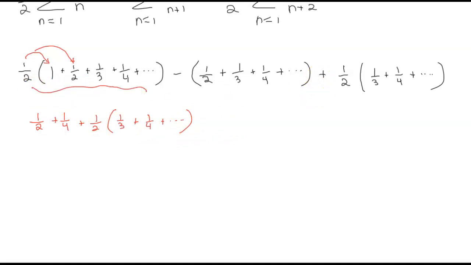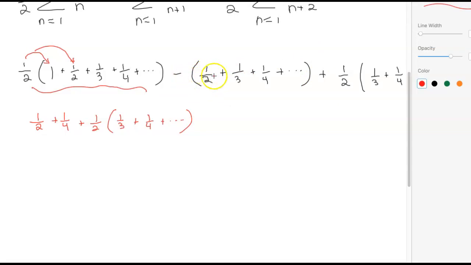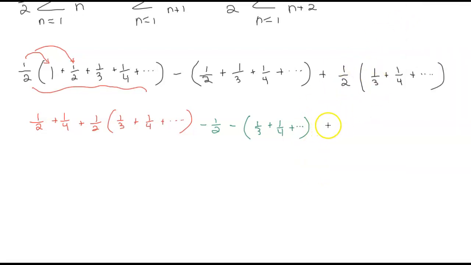Now the second one, I'll just take out the 1/2, right? And I'll say, okay, this is really a minus 1/2, and then it's going to be, excuse me, not plus, it'll be minus, then, 1/3 plus 1/4 plus and so on, right? And then the last one I'm going to just leave the same. So that's plus 1/2 times 1/3 plus 1/4 plus and so on, okay?